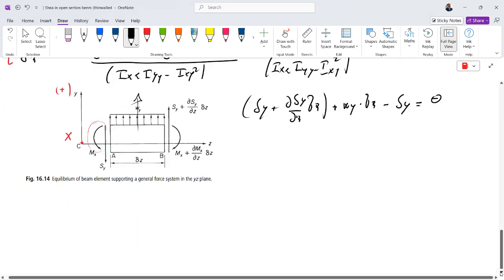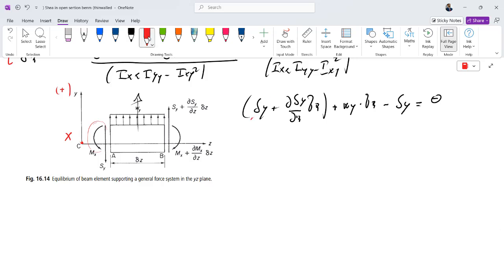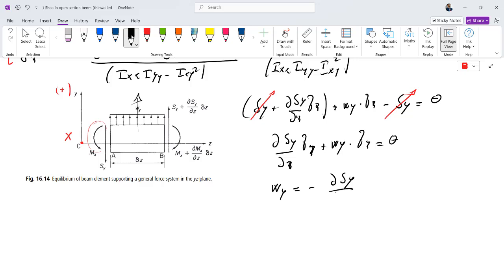So if we make some calculus, clearly the Sy terms can be simplified, and we get dSy/dz times dz plus Wy times dz is equal to 0, and we obtain that Wy, the distributed load, is equal to minus dSy divided by dz. This is, let's say, the third equation.